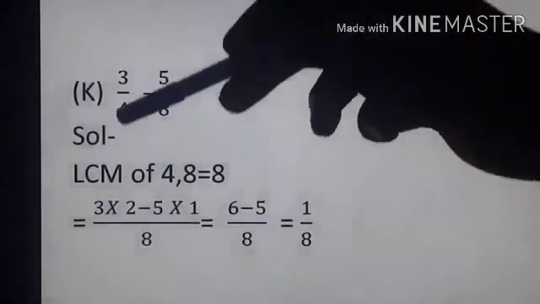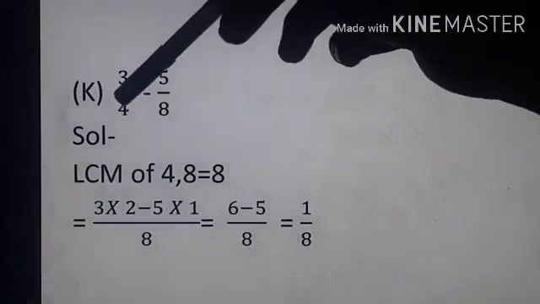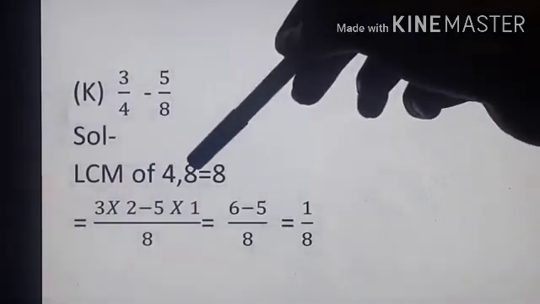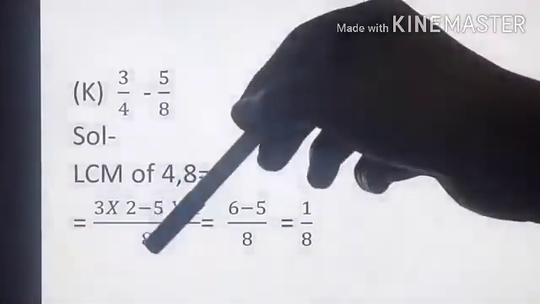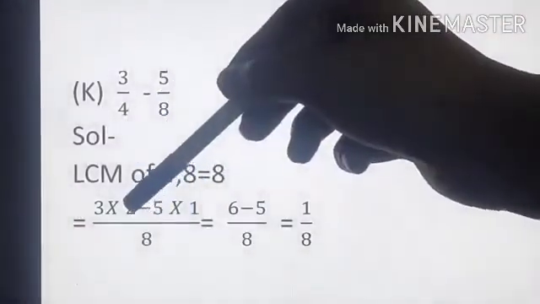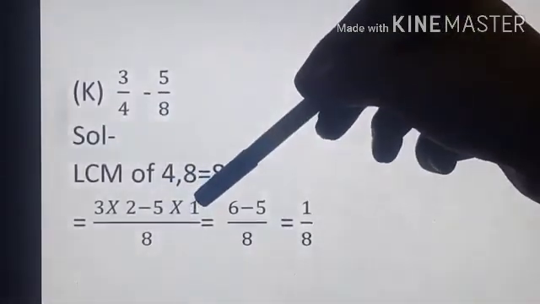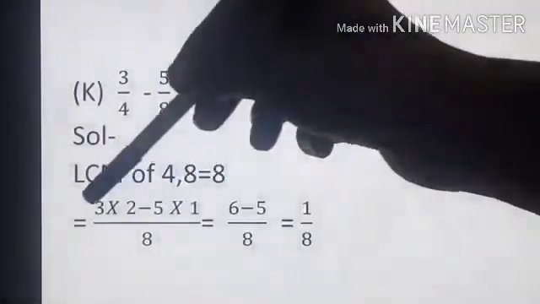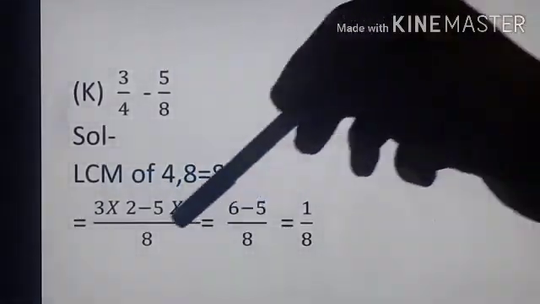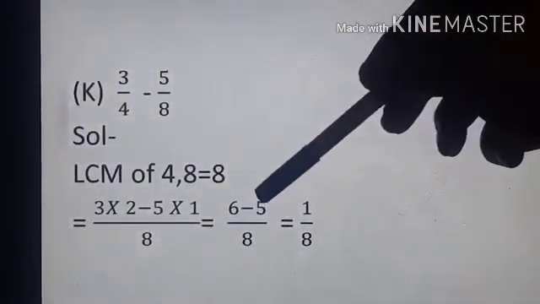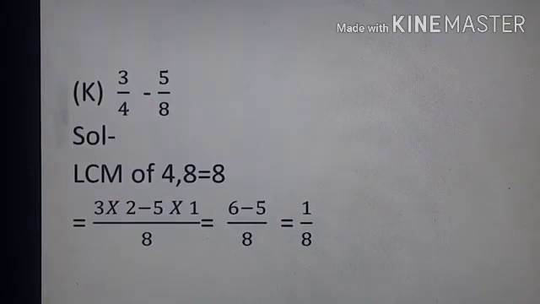Now K part: 3 upon 4 minus 5 upon 8. The denominators are 4 and 8. So the LCM of 4 and 8 is 8. 8 divided by 4 will give you the answer 2, 2 into 3, minus 8 divided by 8 will give you the answer 1, 1 multiplied by 5. 3 2s are 6 minus 5 1s are 5. So 6 minus 5 upon 8. 6 minus 5 will give you the answer 1, so 1 upon 8. The denominator will be the same.